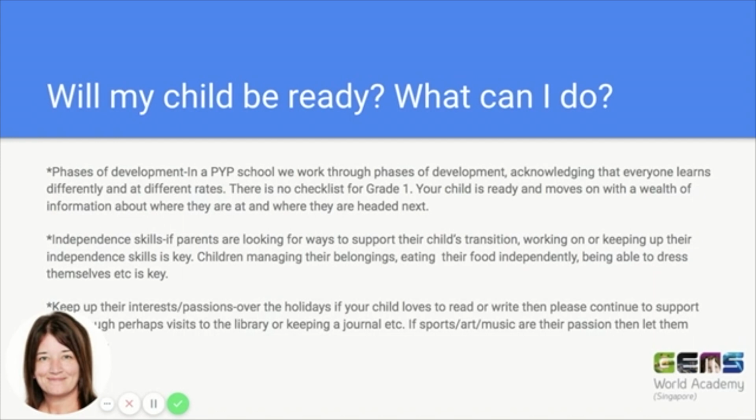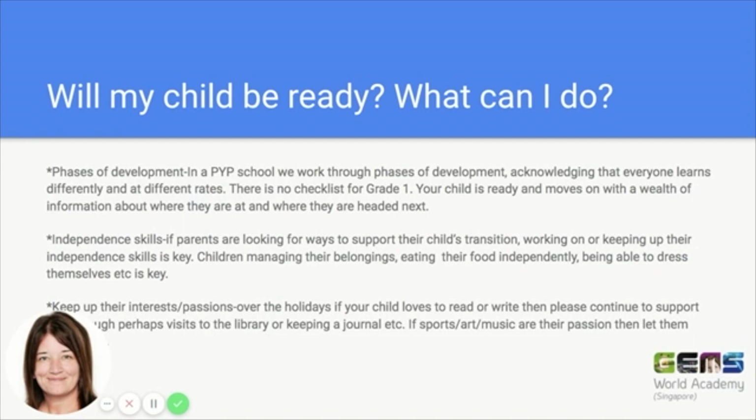In terms of what you can do to support this transition, the feedback we get from the Grade 1 teachers every year is independence skills. So if you can support your children in keeping up their independence skills, so managing their belongings, eating food independently is very important, being able to dress themselves, again, that's important when they're changing for and after swimming. Those skills are key.